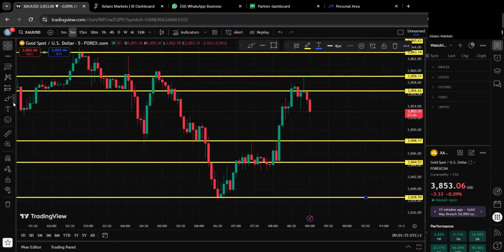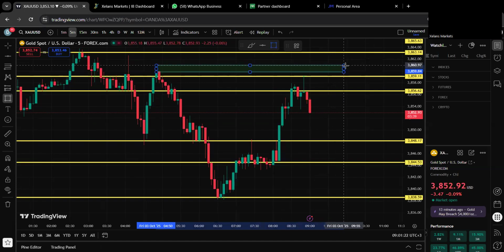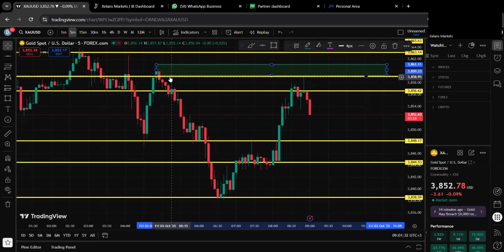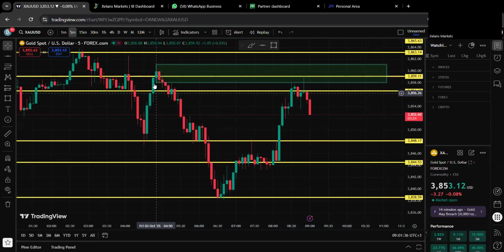Let me try to see if I can identify the resistance. So if I draw this resistance here, just a small zone. All right, let me just expand for this session. There's resistance there. I'll draw the entire candle. You can see what has happened. The market came and tapped that resistance, then it was rejected.